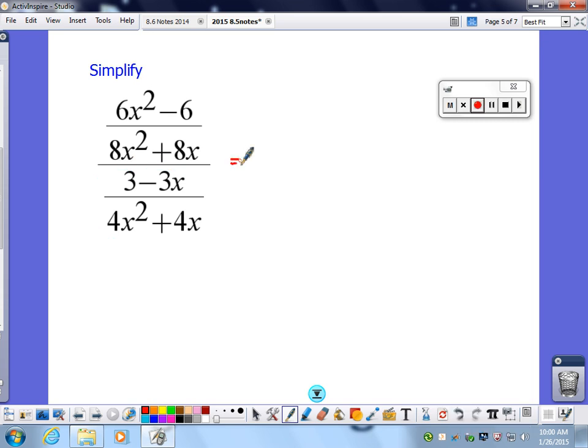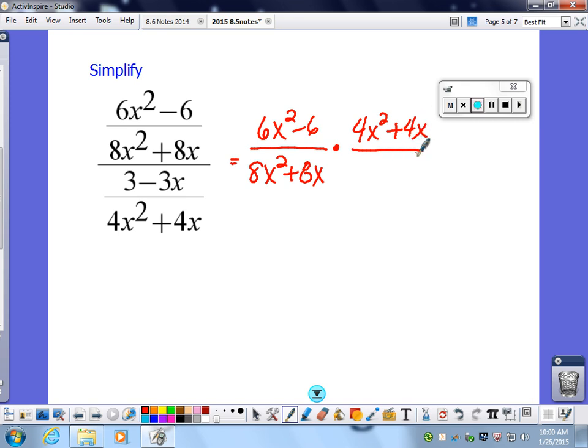So I'm going to rewrite this as 6x squared minus 6 over 8x squared plus 8x times 4x squared plus 4x over, all right, here I need to rewrite that in standard form. So I am going to change that and make that negative 3x plus 3. Otherwise, I'm not going to get this simplified enough. So I just rewrite that expression in standard form.